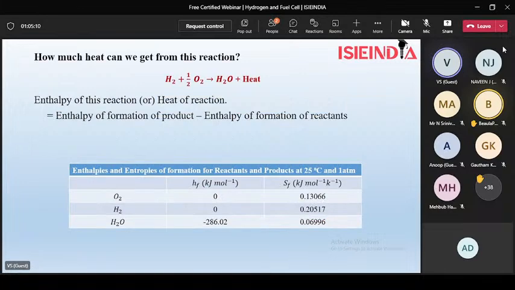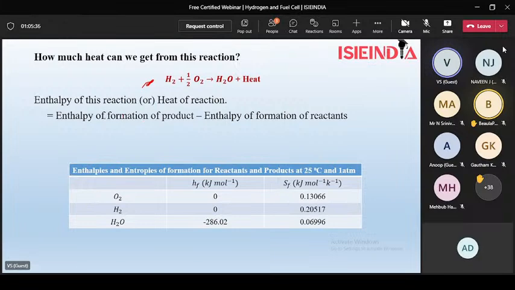Now coming to the next slide. Till now we have talked about a lot of things about the working of the fuel cell. Now we will be calculating its heat, like how much heat is released in the overall reaction, and then we will calculate the efficiency, and after that we will calculate the fuel cell voltage.